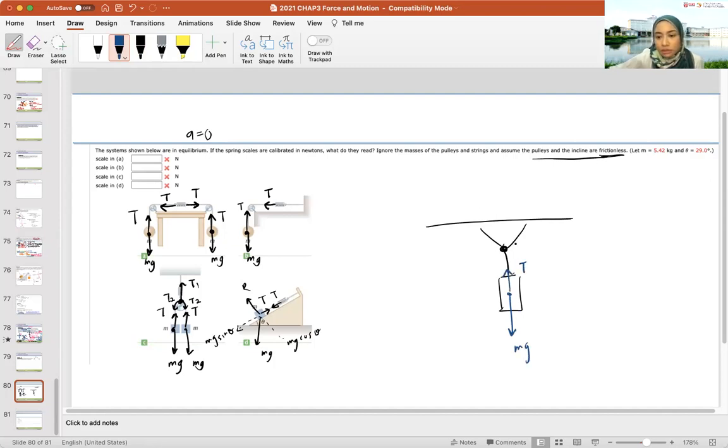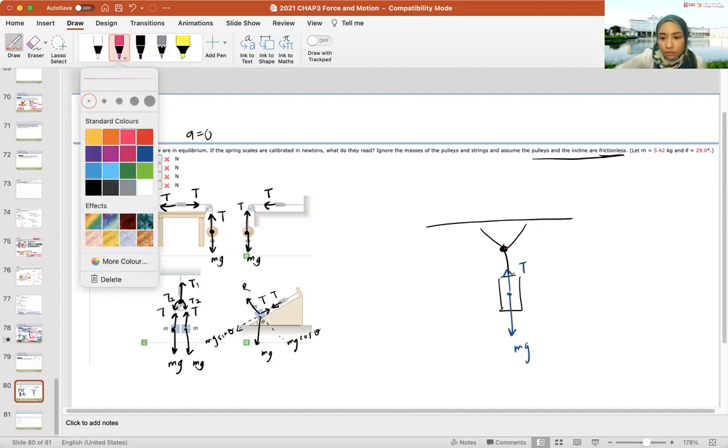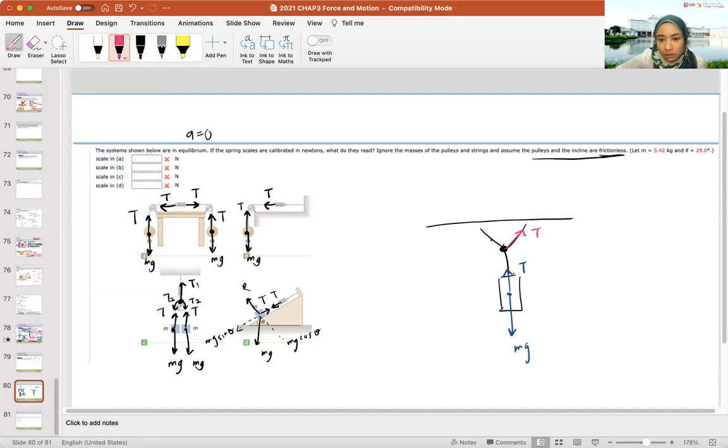But what about the system over here? Orang ni pun dia nak free body diagram juga. So it is T1, T2, T3. This is T3. Macam tu. Okay, so we don't know what it is sebab dia tak bagi kita values ataupun condition ke apa ke. So this is the free body diagram. You have to know how to draw the free body diagram.